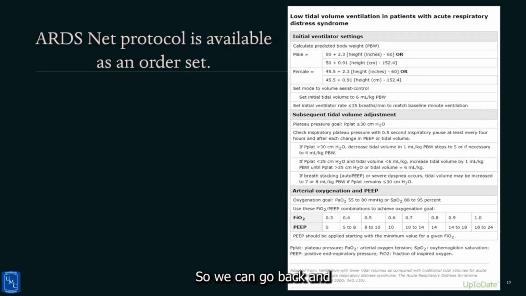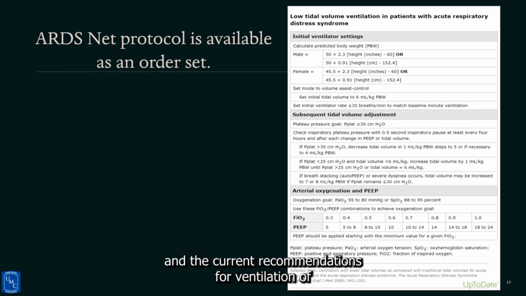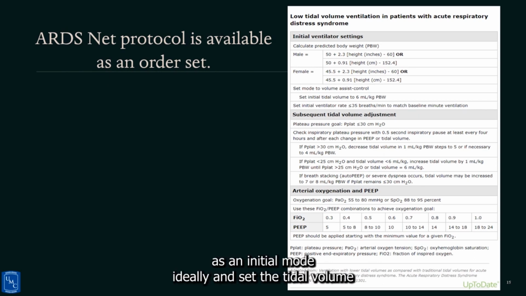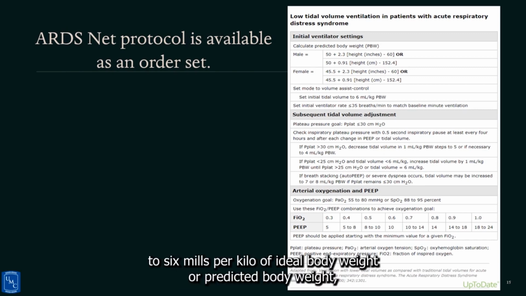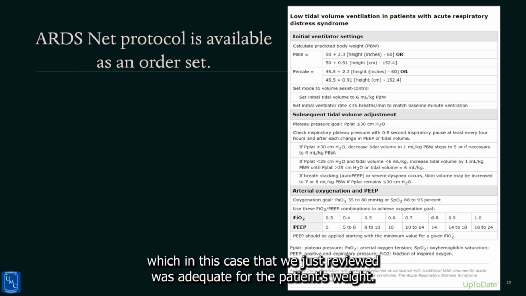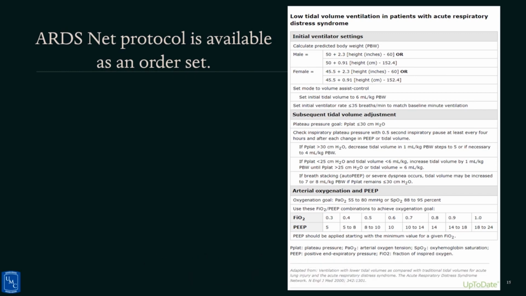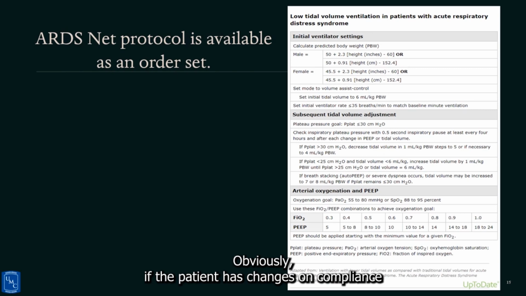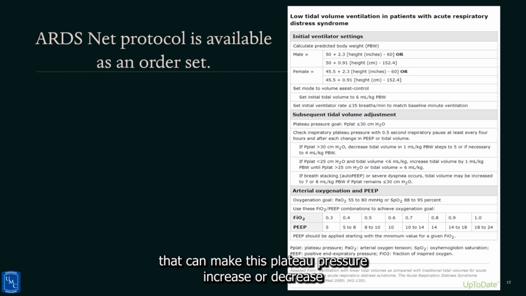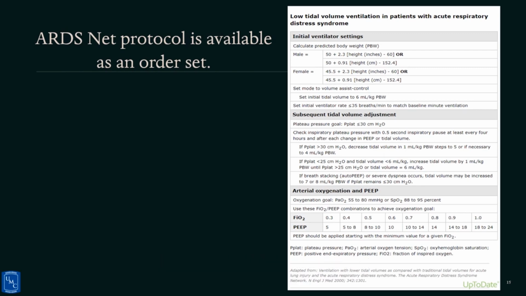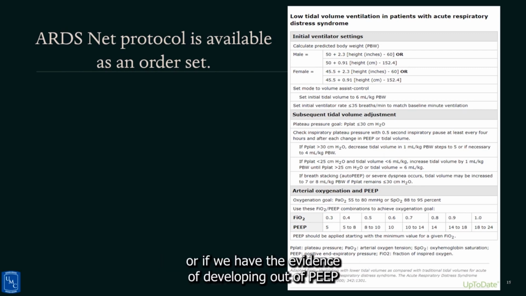So we can go back and review a little bit the ARDS protocol and the current recommendations for ventilation of patients. We like to choose volume assist control mode as an initial mode, ideally, and set the tidal volume to 6 mL per kilo of ideal body weight, or predicted body weight, which in the case we just reviewed was adequate for the patient's weight. We need to monitor our plateau pressure and try to keep it under 30 centimeters of water, and check, obviously, if the patient has changes in compliance that can make the plateau pressure increase or decrease, or if we have evidence of developing auto PEEP.